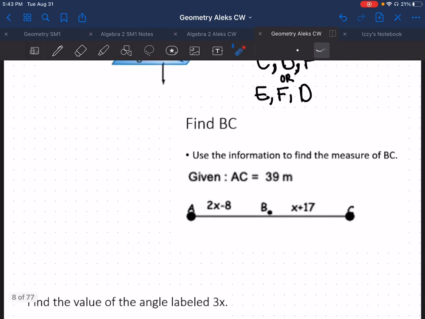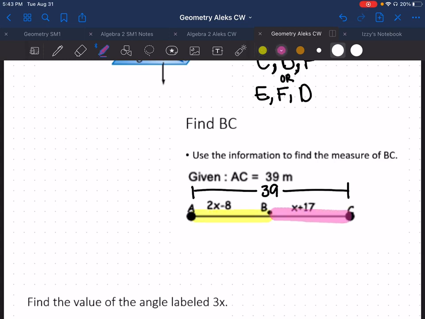Find BC. Use the information to find the measurement of BC. It's given that AC is 39 meters, AB is 2x minus 8, and BC is x plus 17. I'm going to go ahead and add that 39 to the top of my picture. I'm going to drop the unit. But this is from lesson 1.2, where we added these 2 pieces of the segment together and set them equal to the whole thing. We did the segment addition.